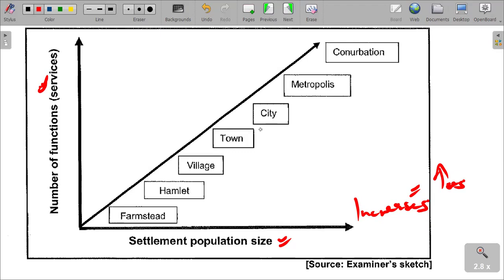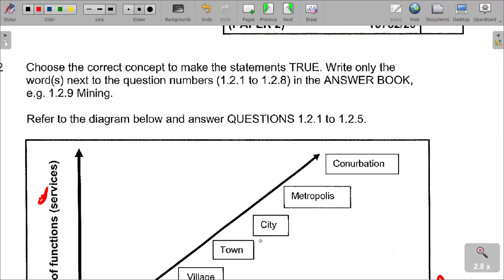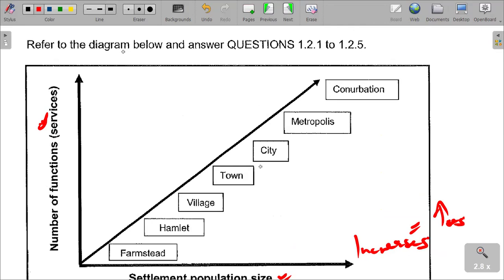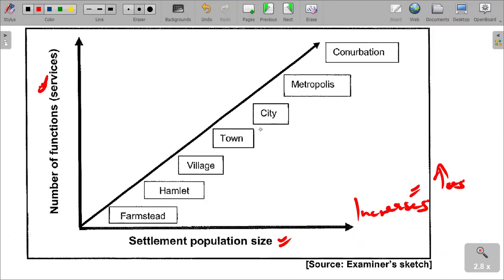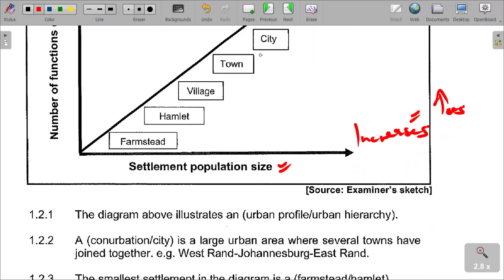So what we are looking at is an analysis in terms of urban hierarchy, or we can look at it in terms of urban settlement classification, which is based on number of functions and also population size. That would also be used in grading of settlement. We are talking about settlement grading that is going to be seen there.